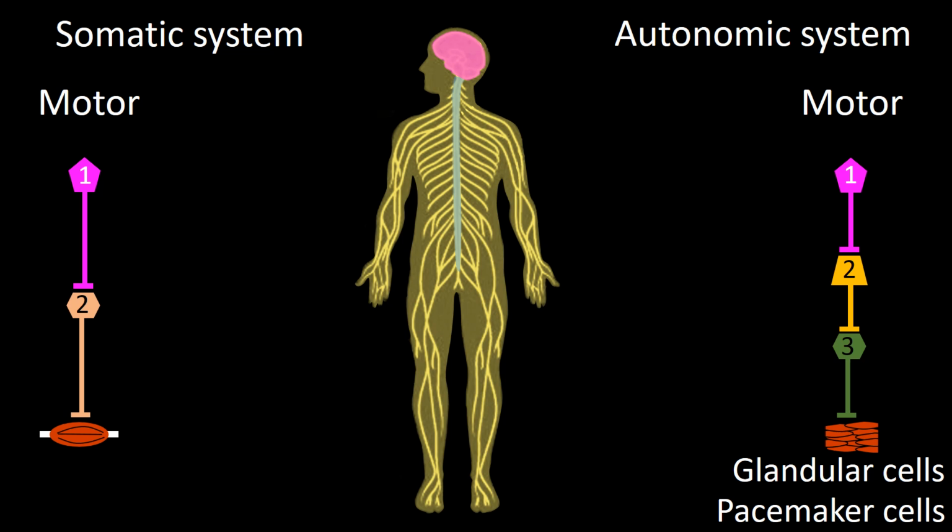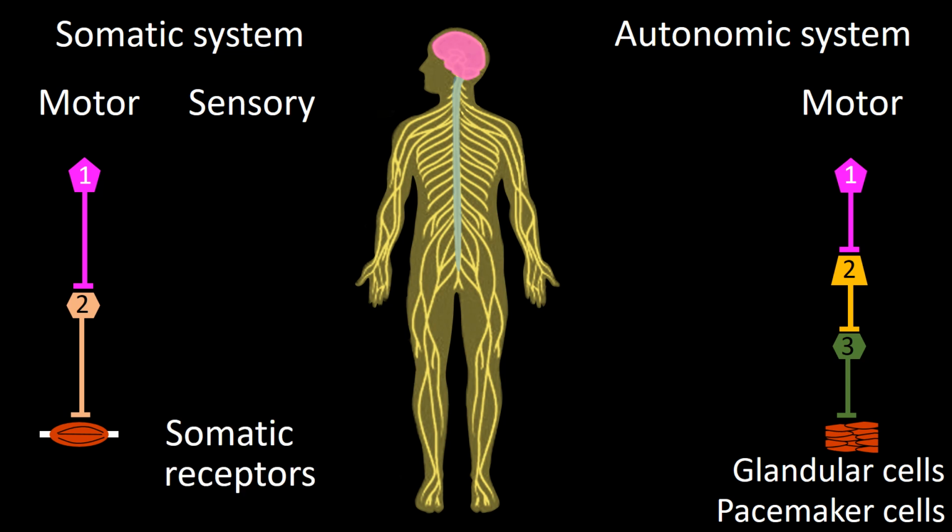Now, I'd like to shift our attention back to the somatic system to address the sensory component, which we will restrict to include the structures conveying sensory information from the skin, muscles, and joints to the brain. Using this definition, the system starts with somatic receptors, which can be encapsulated, non-encapsulated, or free nerve endings.